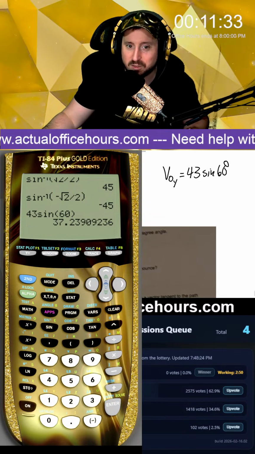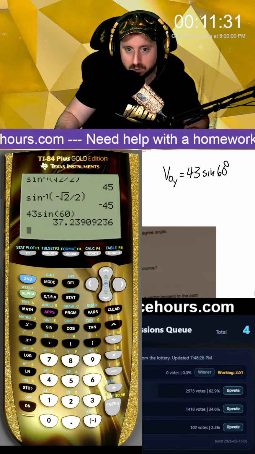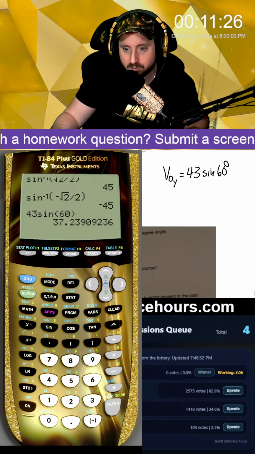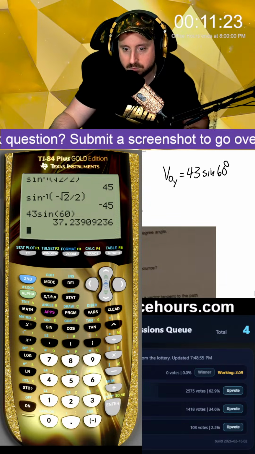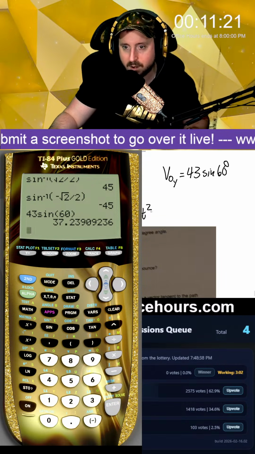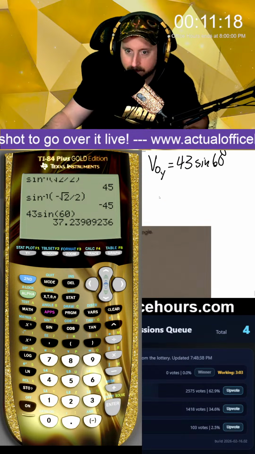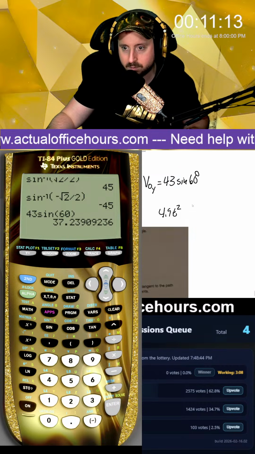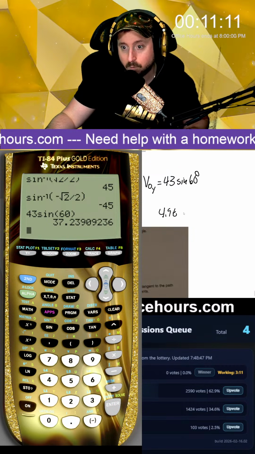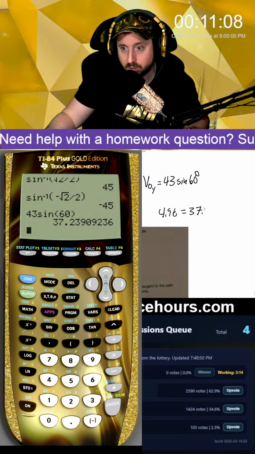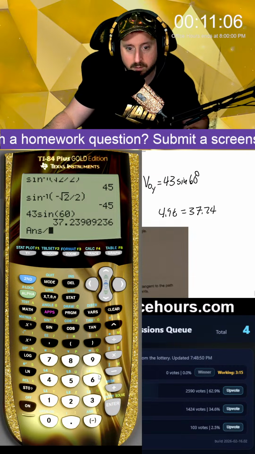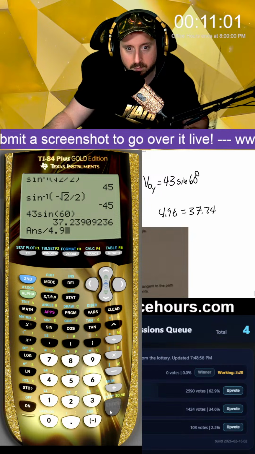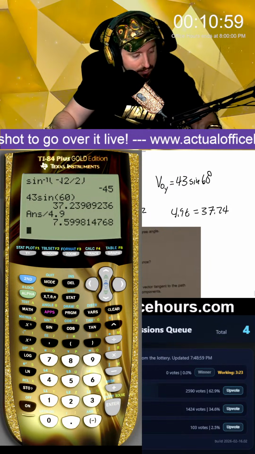Okay, so that's 37.24. So then this is going to be 37.24 t, and then this becomes minus 4.9 t squared. So now you can move that over. So you get 4.9 t squared, and you can also divide by t. 4.9 t is equal to 37.24. So you get that t is equal to 7.6 seconds.